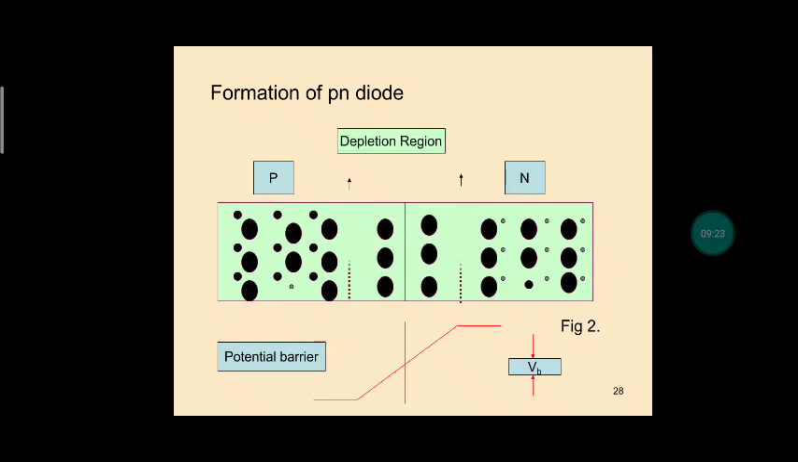When we apply supply to the p-n junction diode, electrons move towards the holes and holes move towards the electrons. In the center, a depletion region is formed. The depletion region is also called the transition region or space charge region. Immobile ions are formed in the center region, which is called the depletion region.